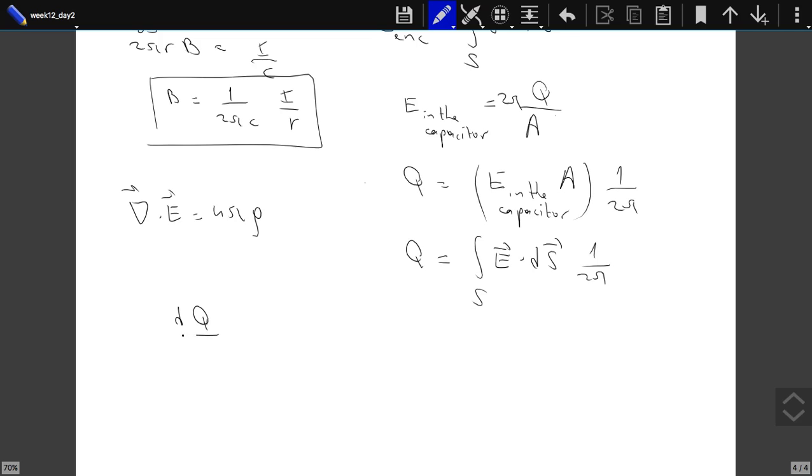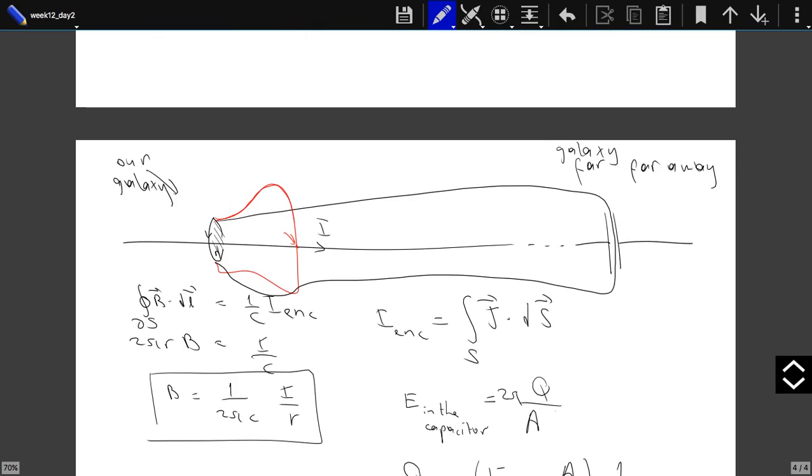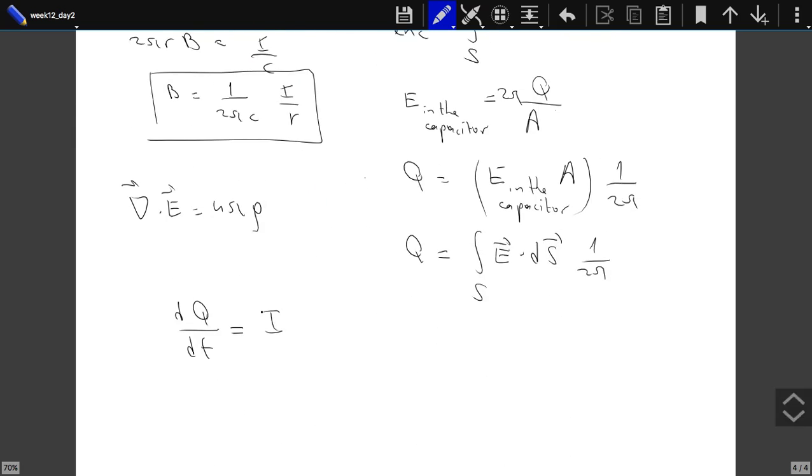But you see, if I take dq by dt, how is it related? I can relate it to the current I. So I is dq by dt or minus dq by dt. dq by dt is nothing but my I. So you see, I can write the enclosed current as the integral of J over the surface, plus 1 over 2 pi dE by dt over my surface.